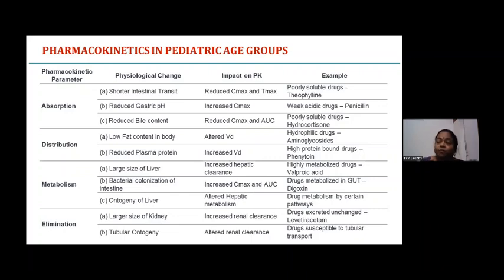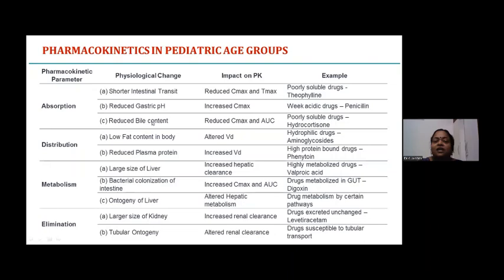And most importantly, the pharmacokinetic parameters have to be considered: absorption, distribution, metabolism, and elimination. The physiological change which exists in all the age groups actually affects the pharmacokinetic parameters, and that really has an impact on all these parameters, and that results in poor absorption. There is a disturbance in the distribution of the drug. The metabolism gets affected. So here this table shows examples.